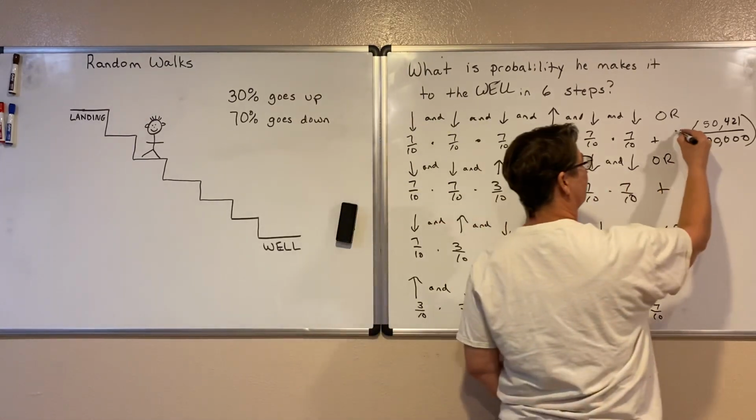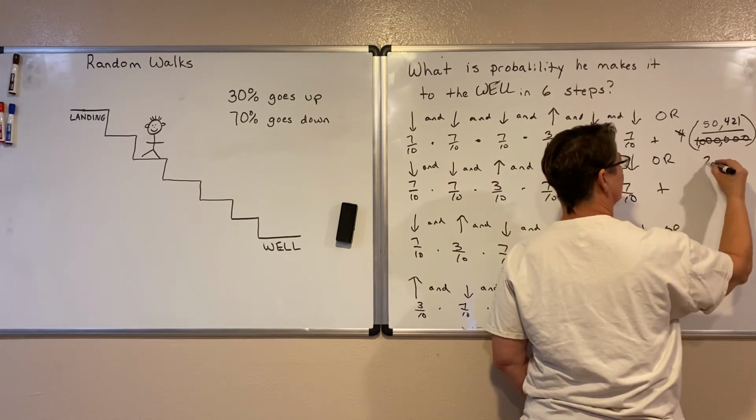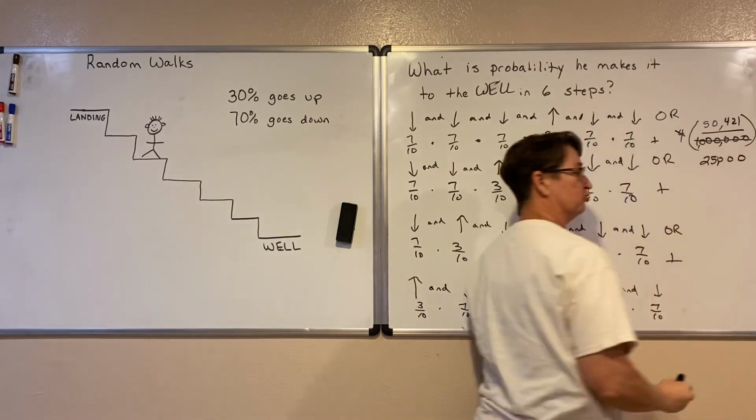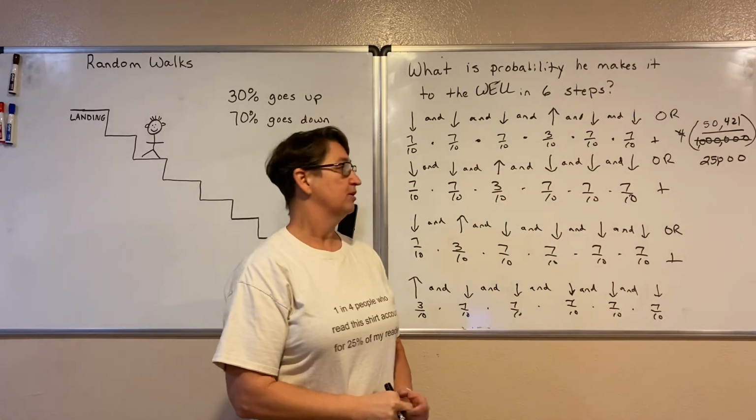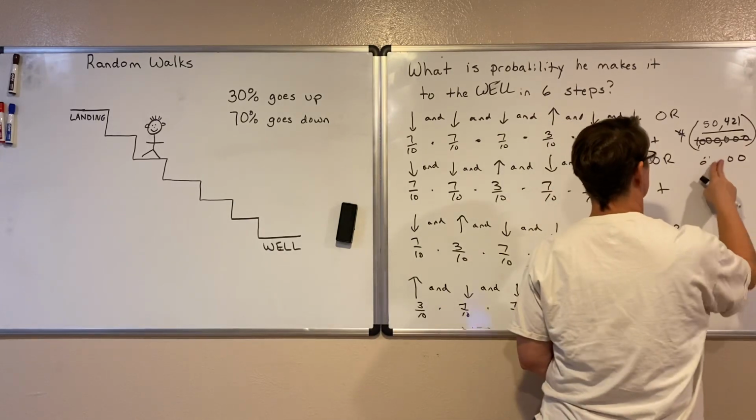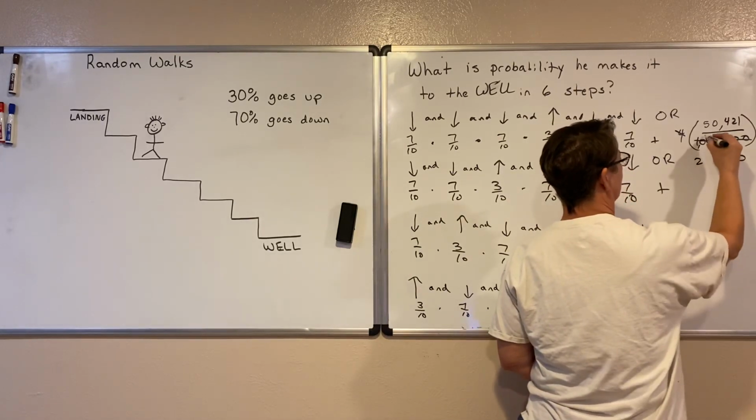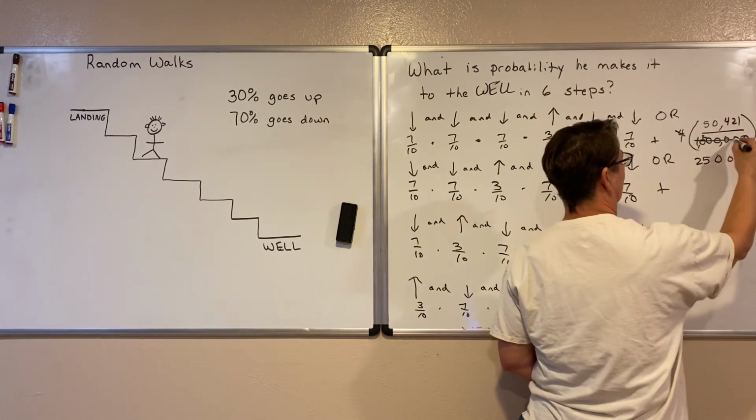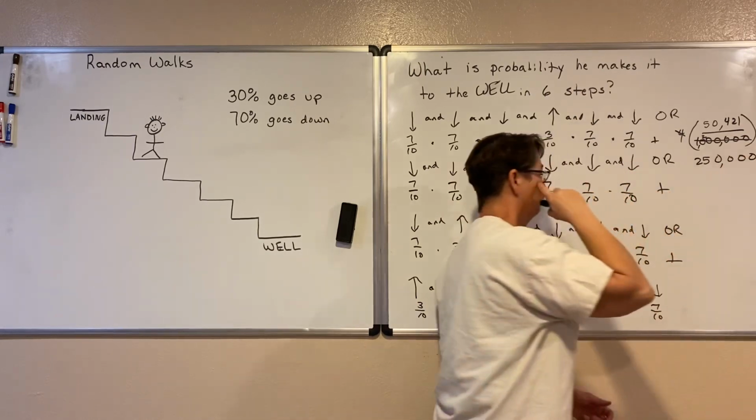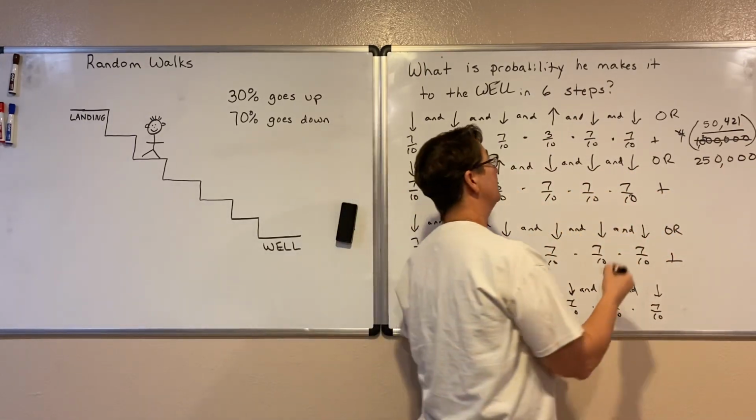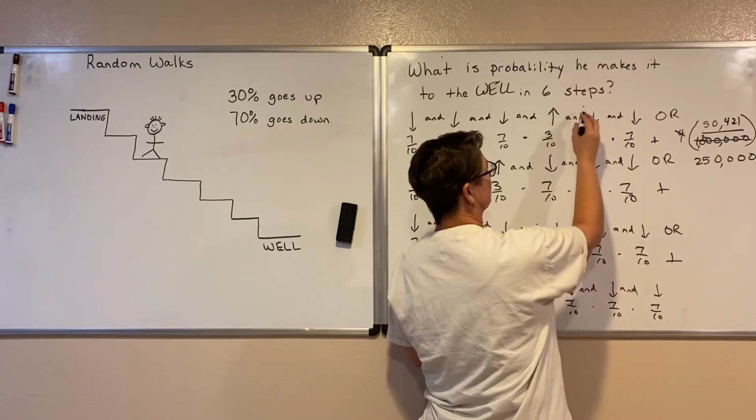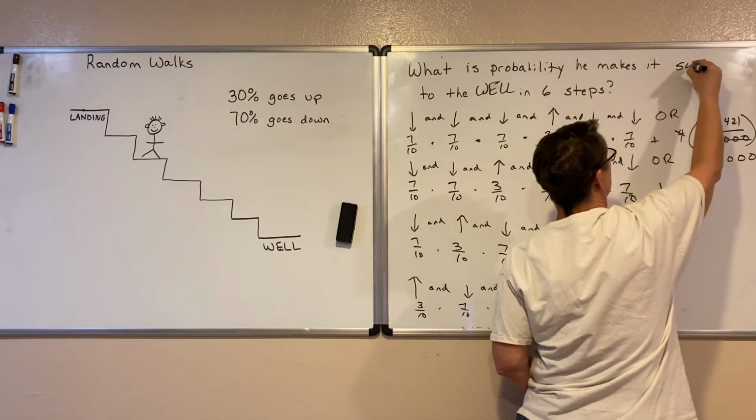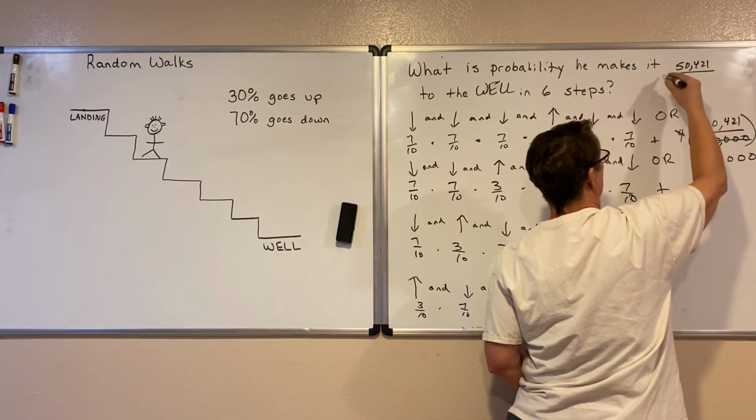Well, if we do that, 4 goes into a million 250,000 times. Oh, I think I left off a 0. Let's see, it goes into 10 2 times with 2 left over. It goes into 25 times, a 0, and then 3 zeros back there. So 250,000. So the probability that he makes it to the well in 6 steps, all those different ways are possible. The probability is 50,421 over 250,000.